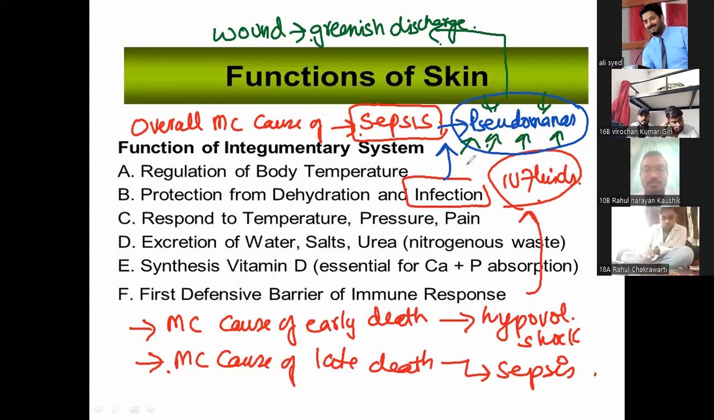And the most common organism causing infection and sepsis in patients with burn injury, again the answer is Pseudomonas. So if I give you any type of wound in which I write that from the wound there is a greenish discharge, your answer will be, sir, this is a Pseudomonas infection. Clear to everyone? So very important MCQ, you must remember it.